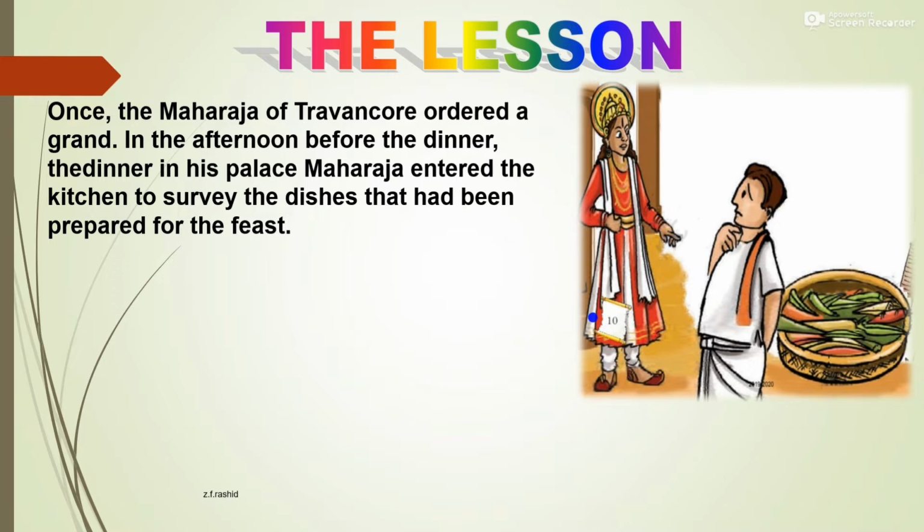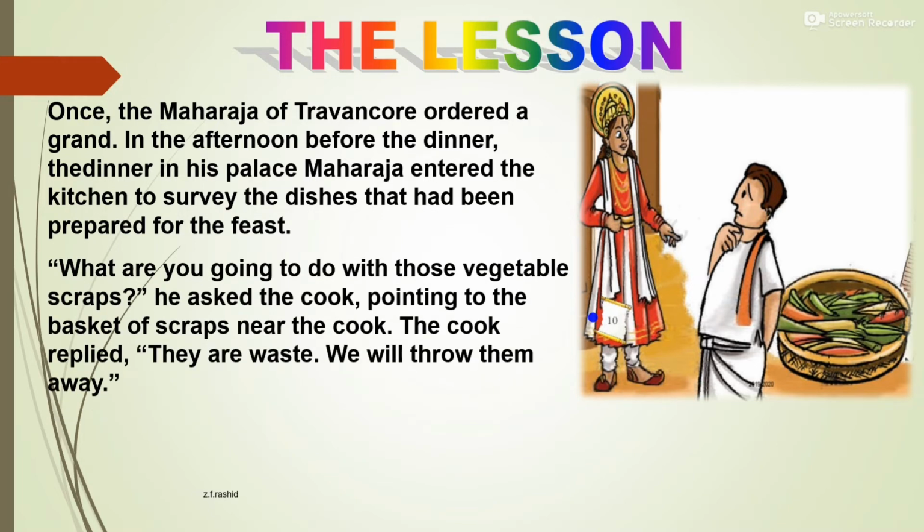Once the Maharaja of Travancore ordered a grand dinner in his palace. In the afternoon before the dinner, Maharaja entered the kitchen to survey, to examine the dishes. What dishes had been prepared, he wanted to see. So he went to the kitchen before the dinner in the afternoon. Actually, we have the dinner at night, students, and before the dinner means in the afternoon, he entered the kitchen to survey the dishes. What dishes had been prepared by the cook.